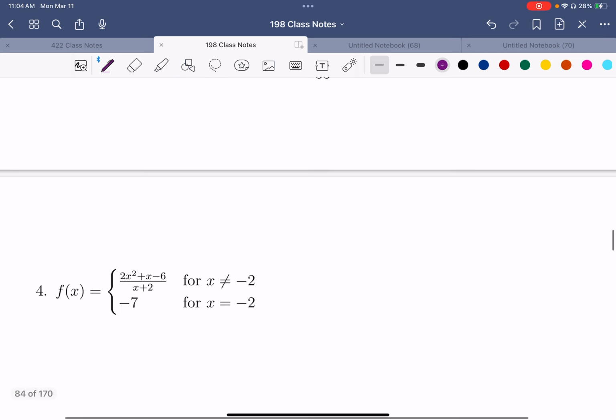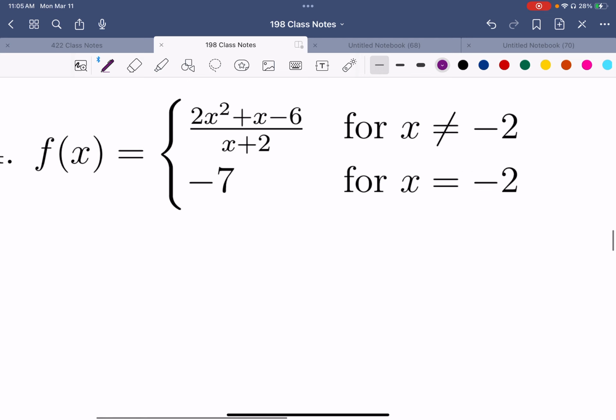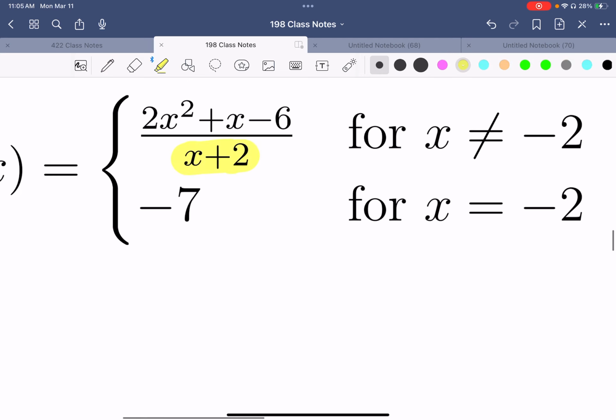All right, on to the last three, and these are the ones we did not get to in class. Okay. So number 4 here. Now, the first thing we always say is take a look at the two pieces, and this one is defined differently than some of our other piecewise functions. So we treat it slightly differently, but the same logic is going to apply. So my two pieces, -7 is fine, but then I've got 2x squared plus x minus 6 over x plus 2. Well, that one does contain a fraction, but the only point that would make my denominator 0 would be -2, and that's also my breaking point, okay? So the only point I have to worry about is x equals -2.